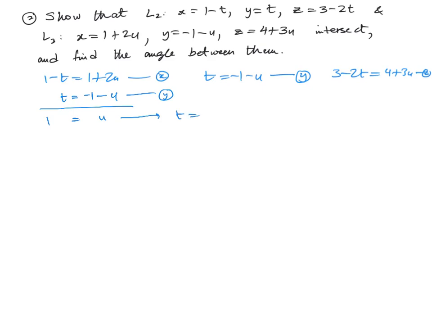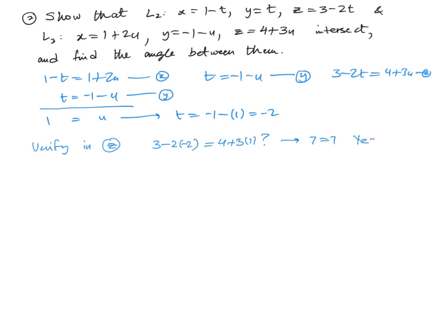For example, t equals negative 1 minus u. That's the y equation. So negative 1 minus 1, so it's negative 2. So I've got u equals 1 and t equals negative 2 from the x and y equations. Now I need to verify that this also works in the z equation. So I'm going to verify in equation z. So I do 3 minus 2 times quantity negative 2 equals 4 plus 3 times 1, question mark. And if you check that, you do get 7 equals 7.